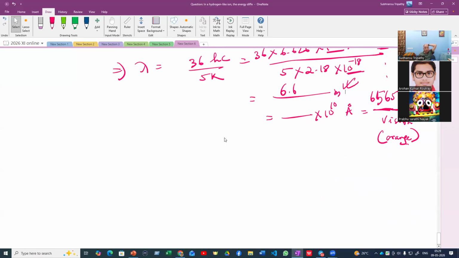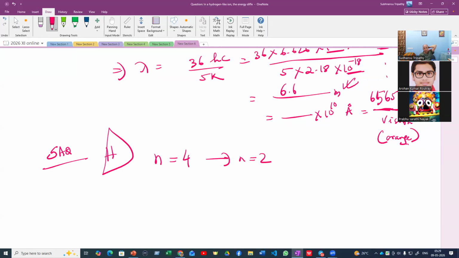Similarly, at home, I give you a task: find for the hydrogen atom the transition from n equal to 4 to n equal to 2. Which line does it correspond to? The second line, of which series? Of the Balmer series. So Balmer. Once you find the destination is 2, then irrespective of which higher shell it is coming from, it belongs to the Balmer series.